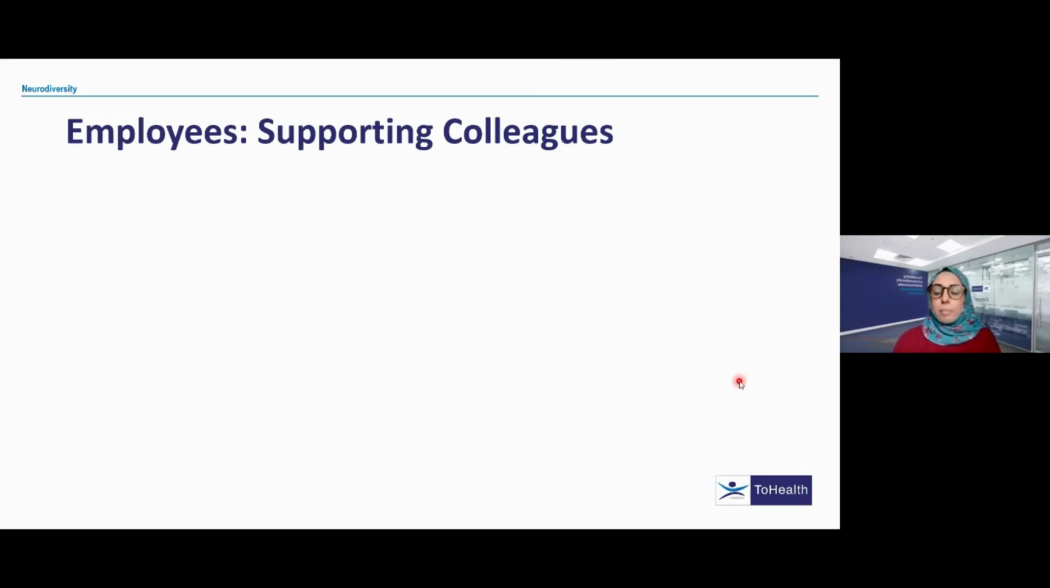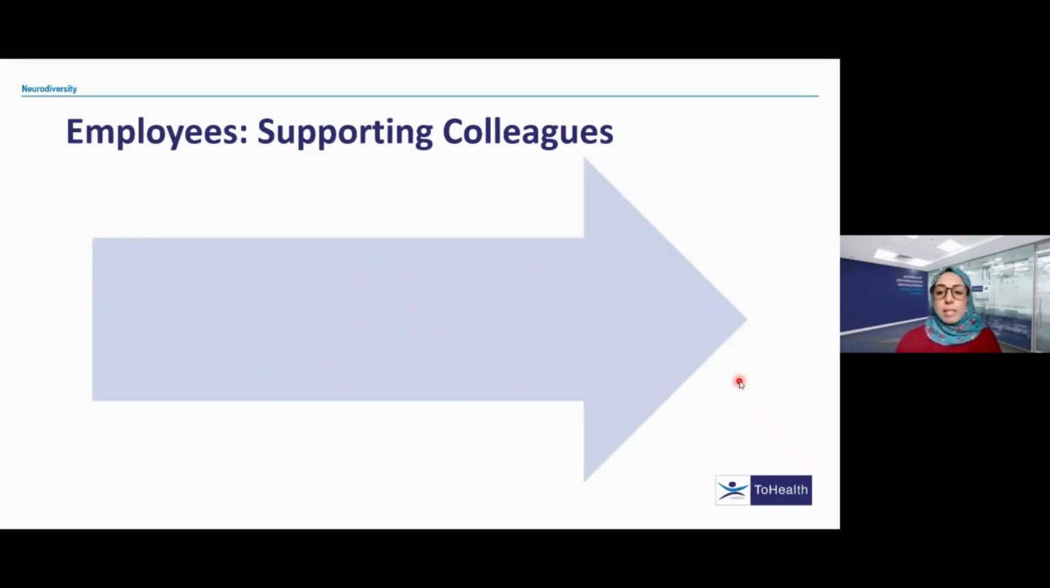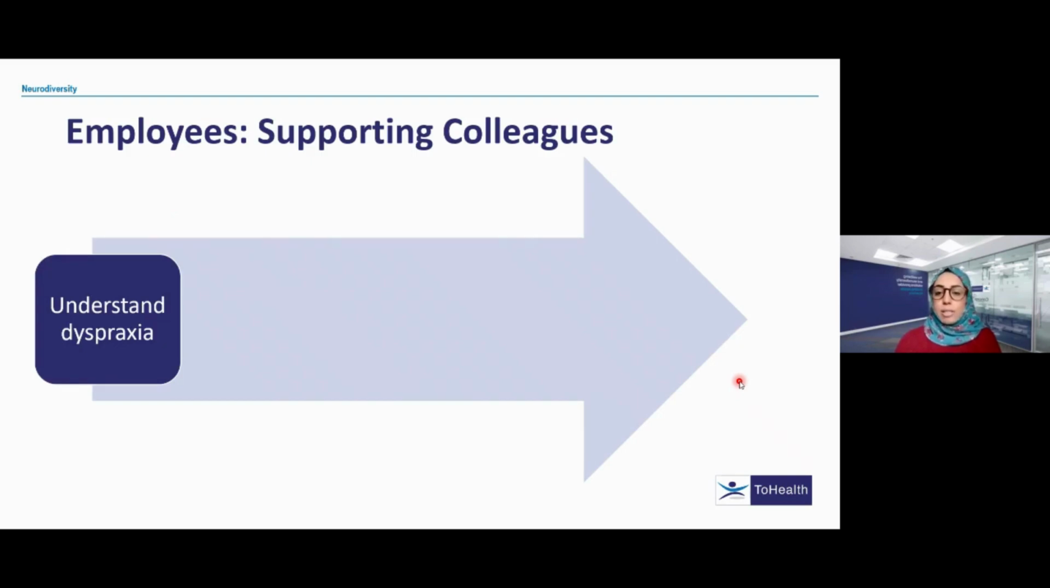Now, from an employee's perspective, if you're able to understand how to be a more supportive colleague through enhanced teamwork, that can improve the sort of workplace cohesion. Try to understand the difficulties associated with the condition. That can be the first step towards creating a more supportive work environment.